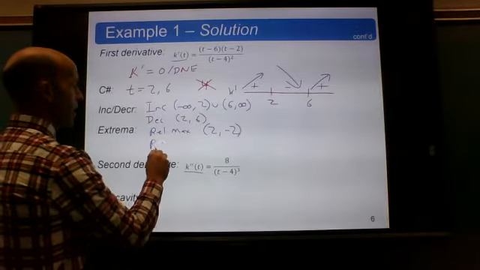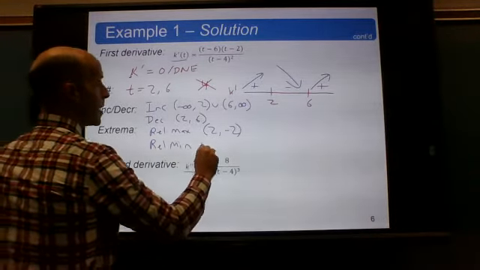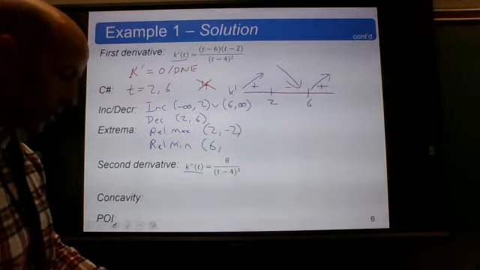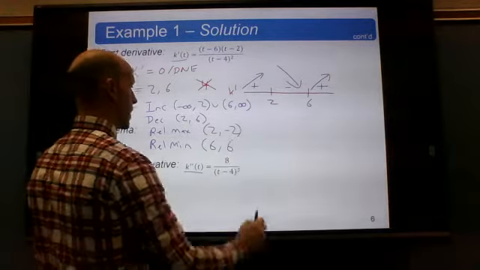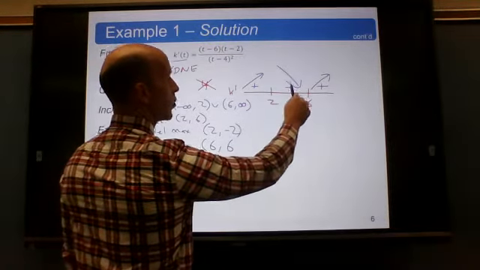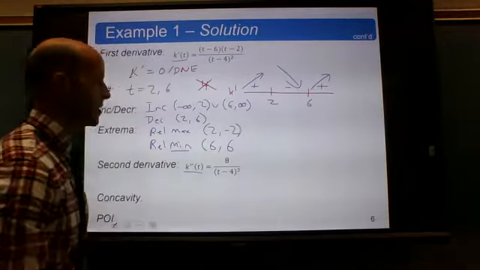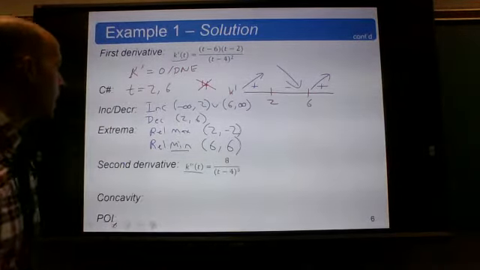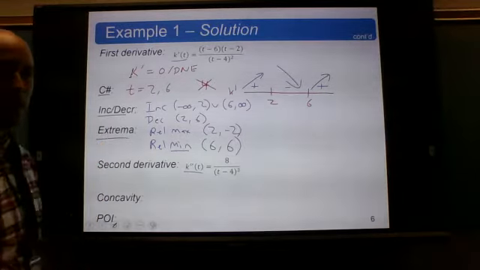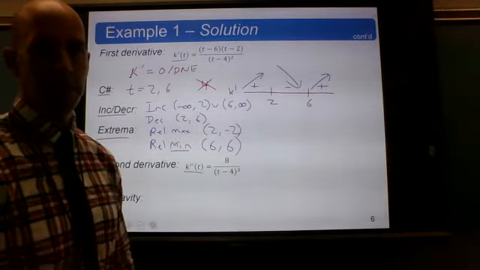We also know that we have a relative min at 6, and the corresponding y value in that case turns out to be 6. And the reason that that is a relative min is because the derivative changed sign from negative to positive at 6. So we get critical numbers, increasing, decreasing, and relative extrema from the first derivative.